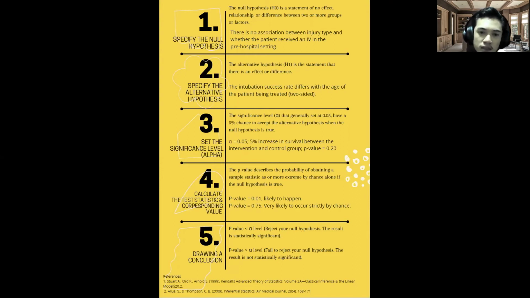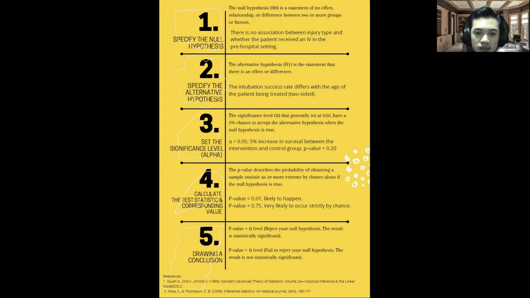And the third step is to set the significance level. The significance level is usually set at 0.05. It means a 5% chance of accepting the alternative hypothesis when the null hypothesis is true. For example, the significance level of 0.05 means that a 5% increase in survival between the intervention and control group.